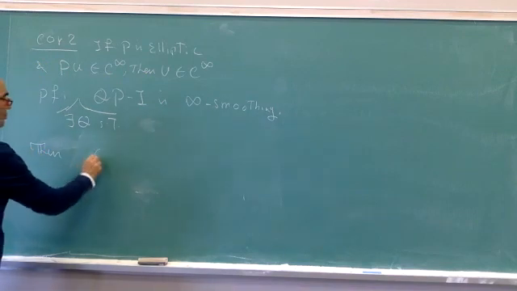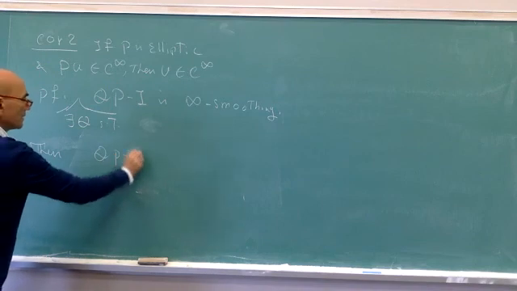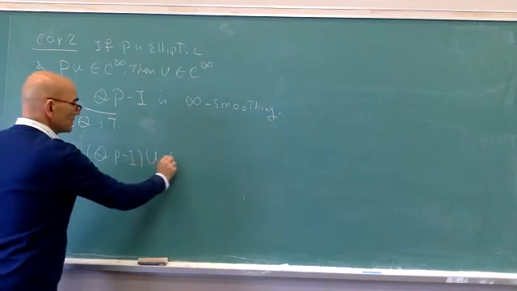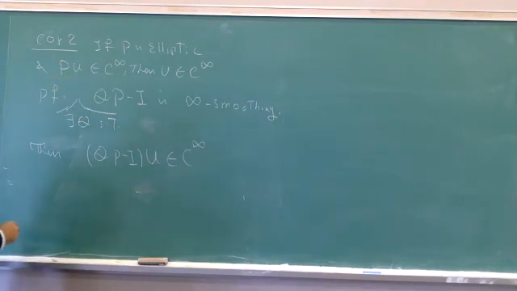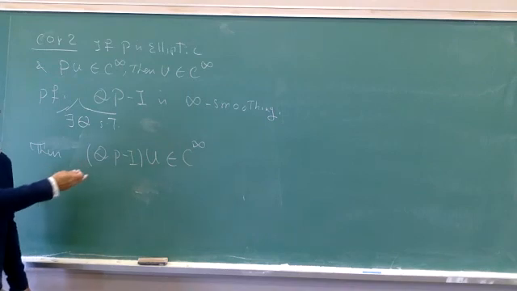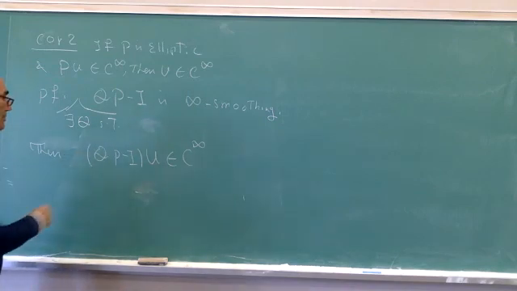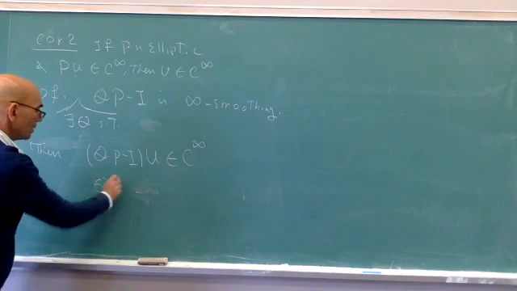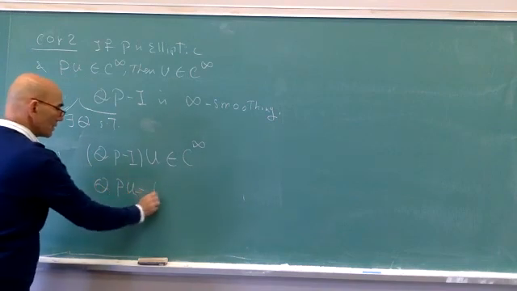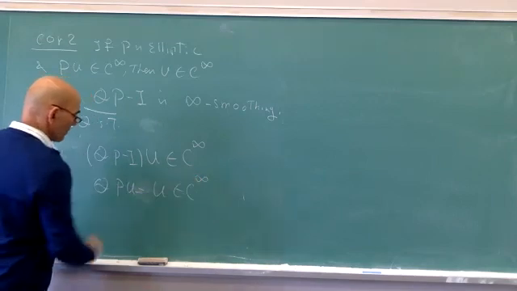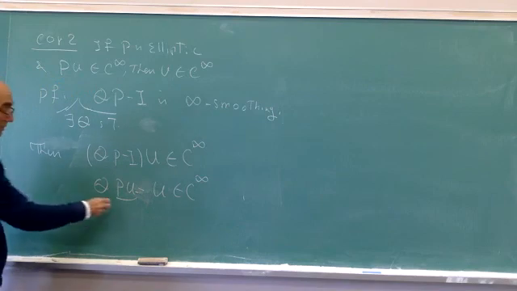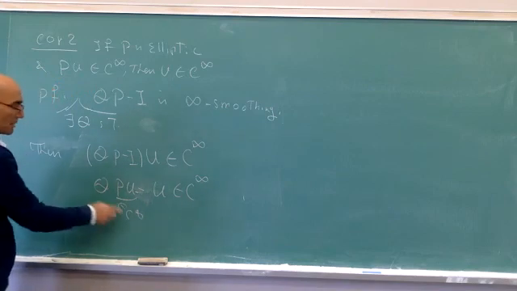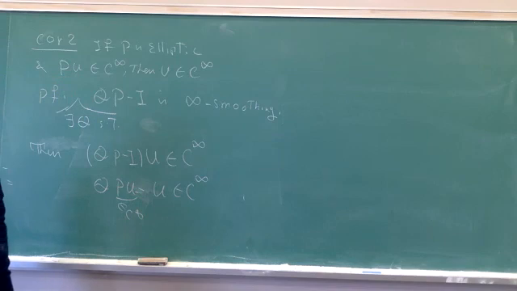Then we have QP minus identity applied to U. This belongs to C infinity, because it sends anything into C infinity. I can write this as Q of PU minus U, and this belongs to C infinity. But PU is infinitely smooth, it belongs to C infinity, and of course Q sends C infinity to C infinity. Just look at the formula.